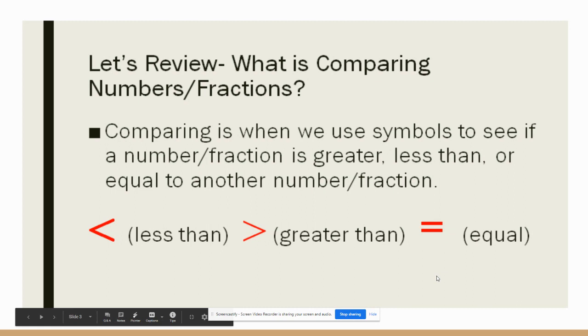So let's review. What is comparing numbers or fractions? Comparing is when we use symbols to see if a number or fraction is greater than, less than, or equal to another number or fraction. These are the symbols that we use when comparing numbers or fractions. First is the less than symbol. The second is the greater than symbol. And then we have the equal symbol to show a comparison between numbers and fractions.